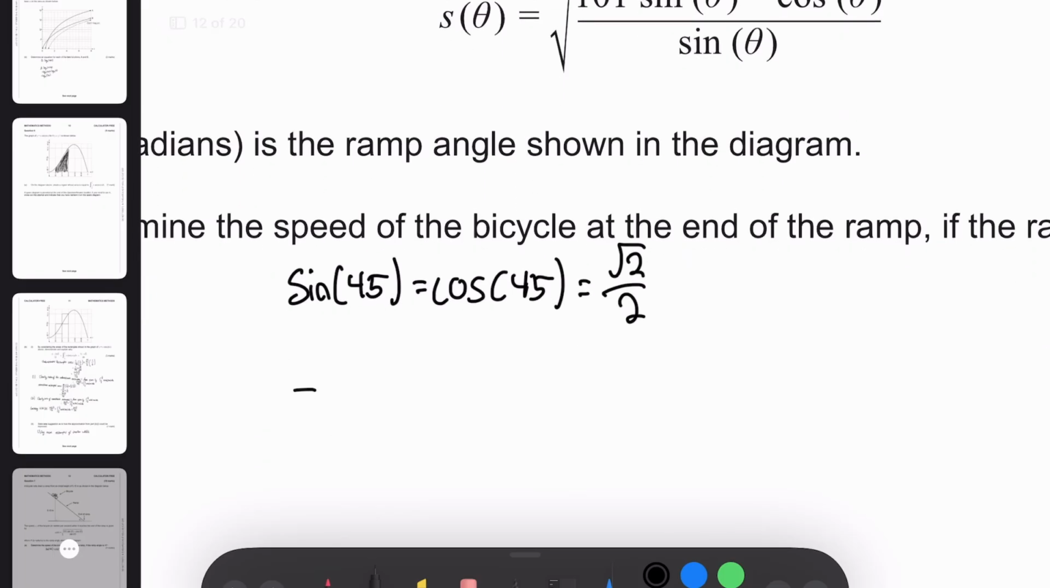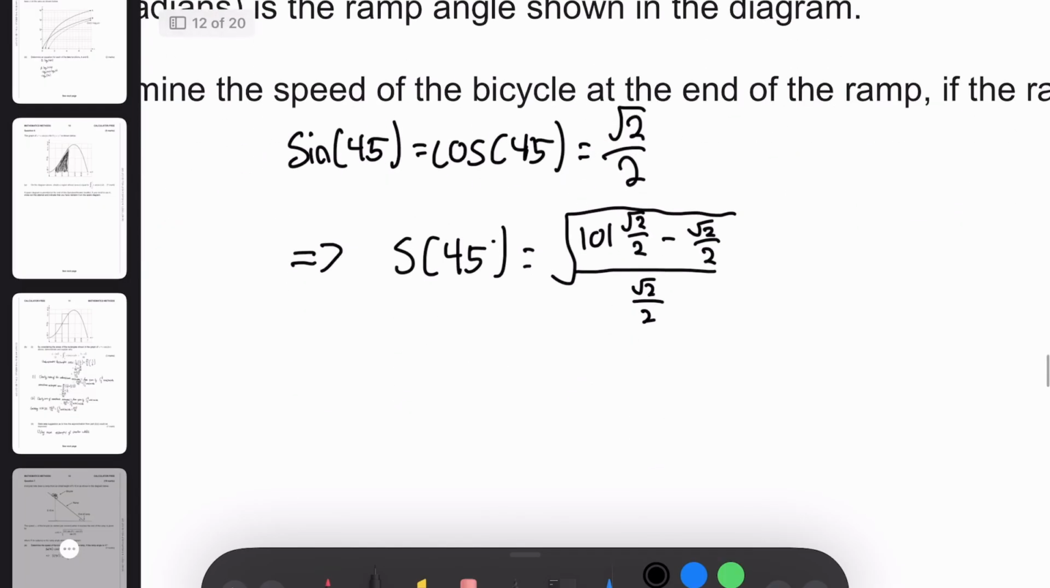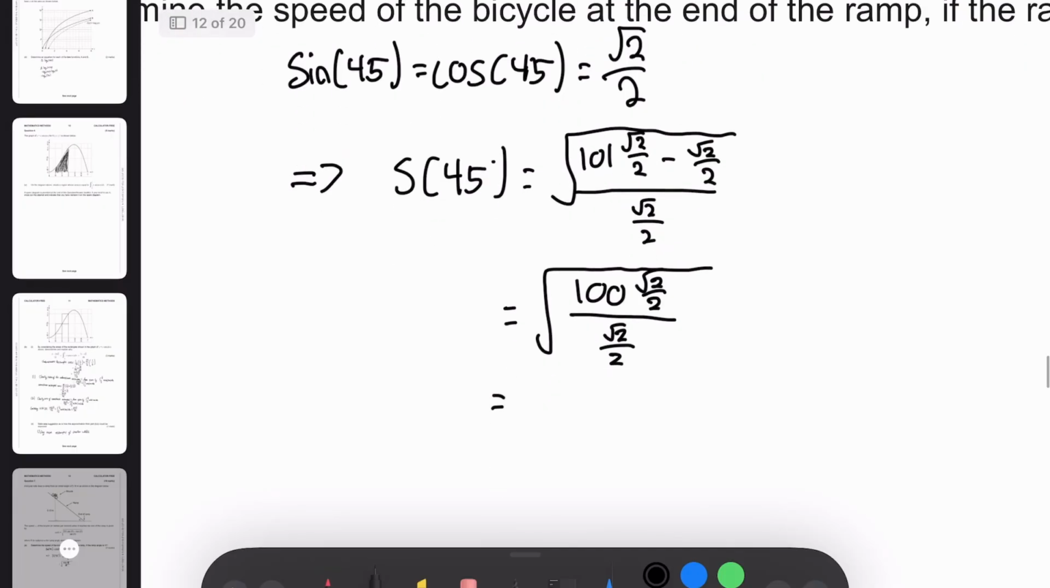Then we know that s of 45 degrees is going to be equal to square root of 101, square root of 2 on 2, minus square root of 2 on 2, all over square root of 2 on 2. Okay, so then this is going to be equal to square root of 100, square root of 2 on 2, all over square root of 2 on 2, or the square root of 100, which is going to be 10 meters per second.